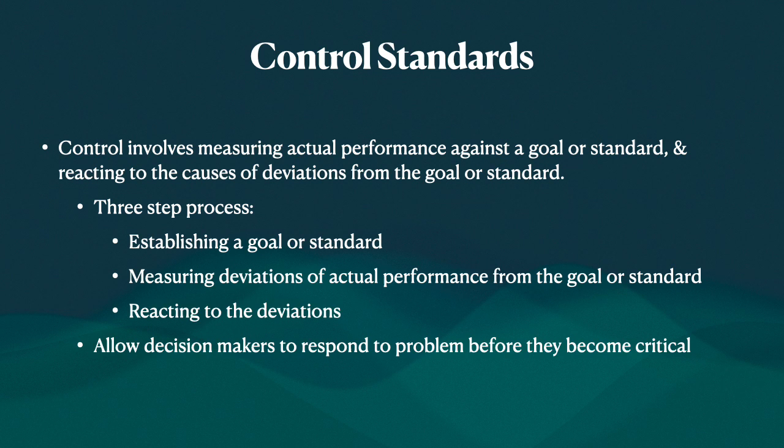This is a three-step process. Step 1 is establishing a goal or a standard. Step 2 is measuring the deviations of the actual performance from the goal or standard. And step 3 is reacting to the deviations. Control allows decision makers to respond to problems before they become critical.